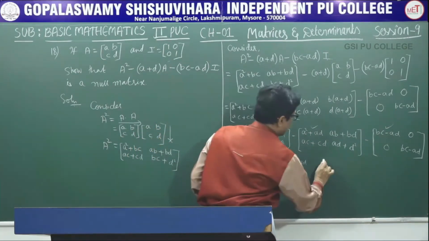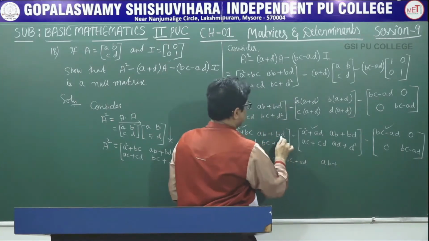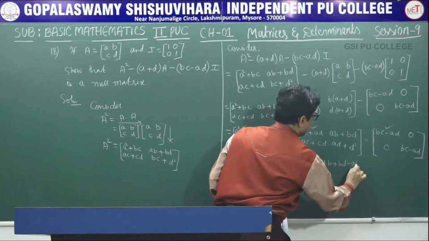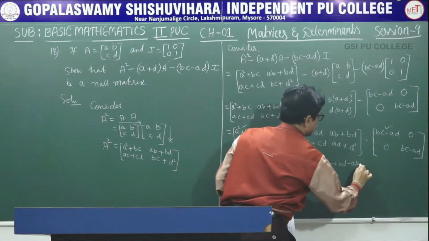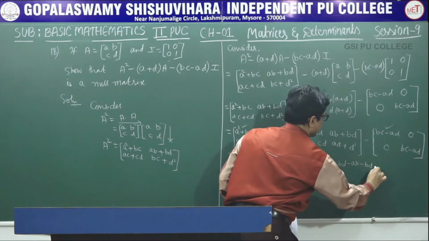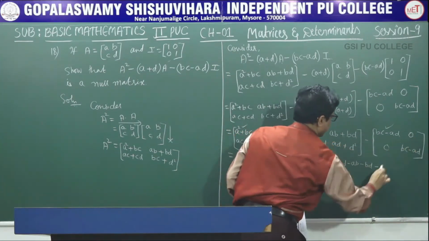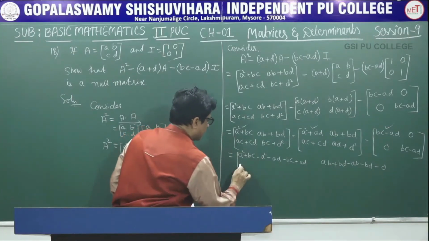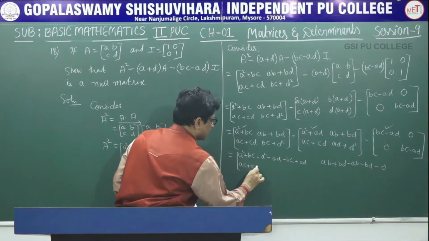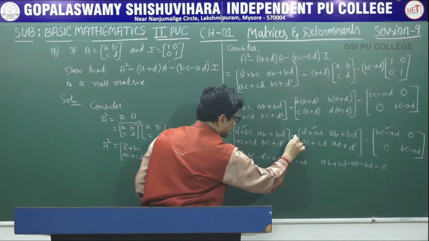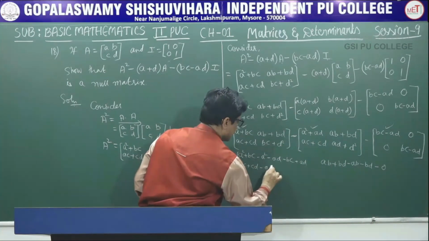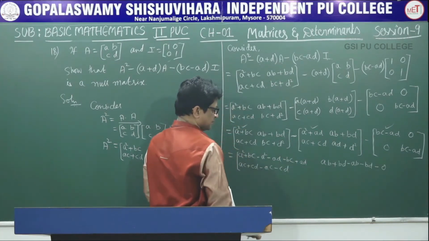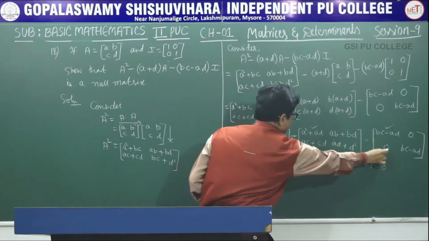Next element, AB plus BD minus AB, minus into plus minus BD, minus 0. So next row, AC plus CD minus AC, minus CD, minus 0.